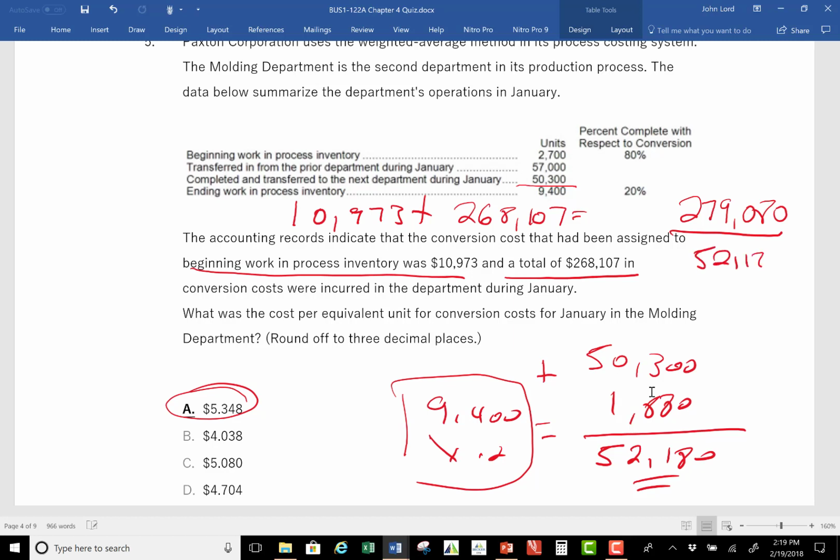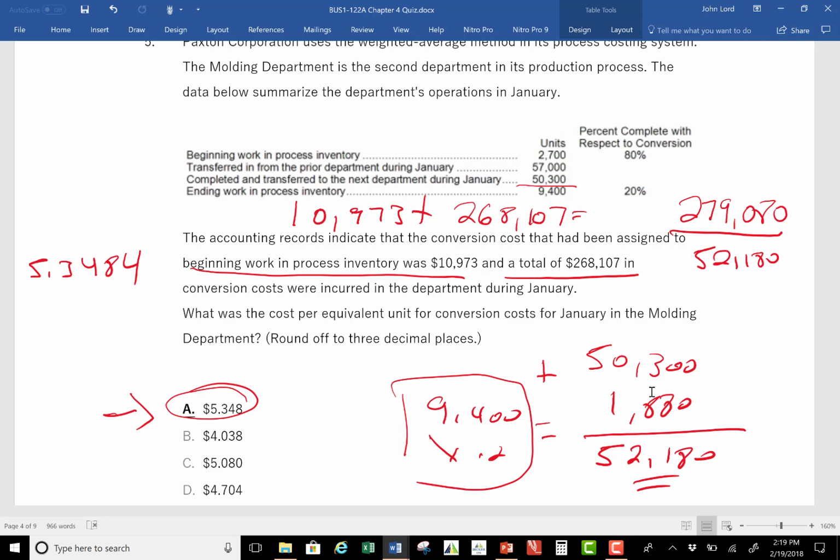Okay, and hopefully we get something in the ballpark of this 5348. Can you give me that big old number, whatever's in your calculator? 5.348, and you got another 4 in there? Yeah. Like that? Okay, good. That's the cost per equivalent unit, right?